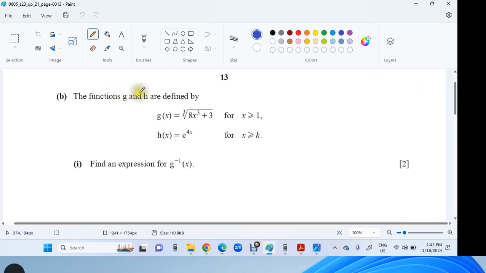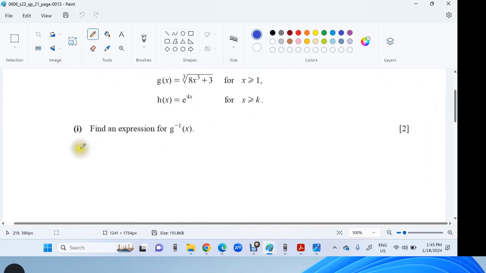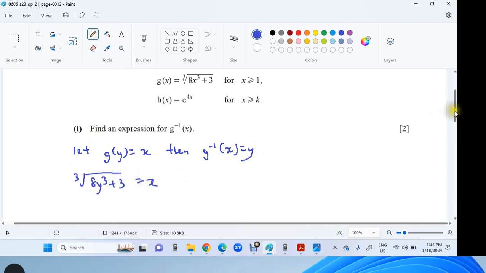The functions g and h are defined by this. Find an expression for g inverse. To find g inverse, we will have to start with this. Let g(y) equal x, then g inverse of x equals what? We have the cube root of 8y cubed plus 3 equals x.